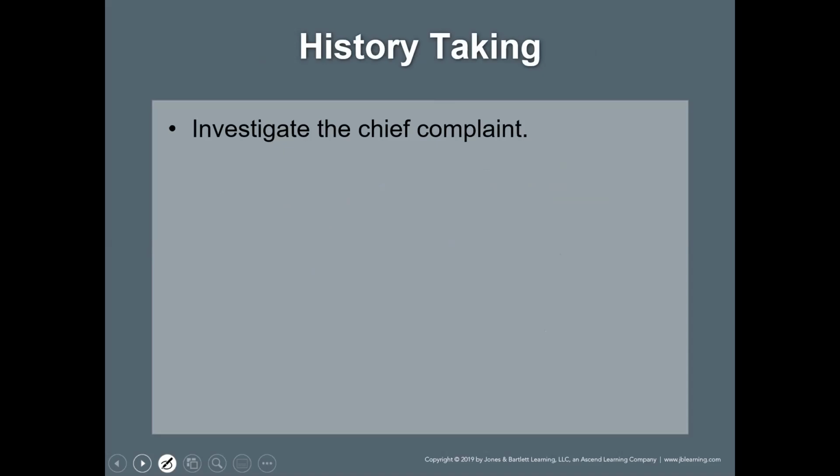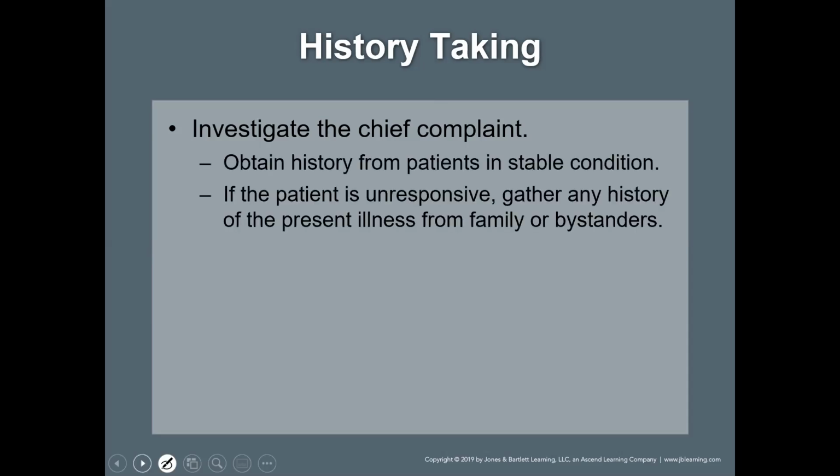But history taking while we're en route, or while we're trying to figure out what's going on. Was this a seizure? Is this a sugar problem? Have they been drinking? Did they fall and hit their head? Have they been doing any drugs or something like that? So investigate that chief complaint. Ask questions. Obtain a history from the people around if you can. If the patient's unresponsive, try to get somebody around, bystanders, family, anything that saw them.